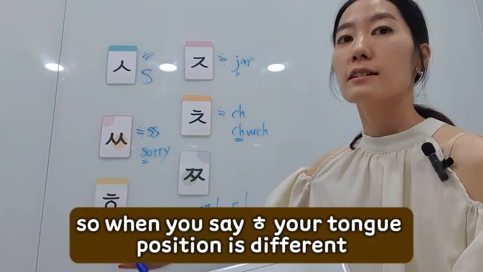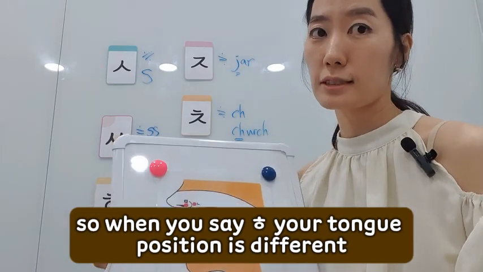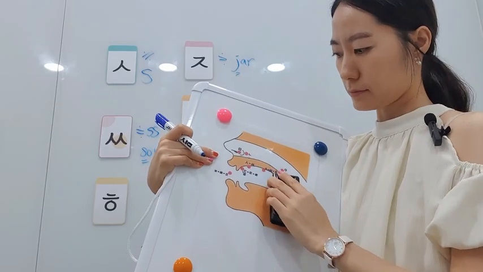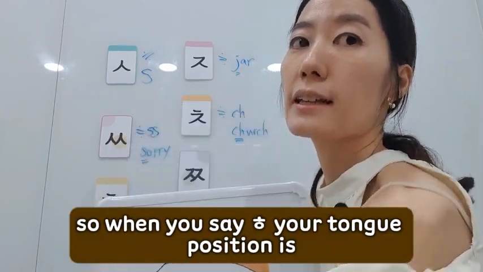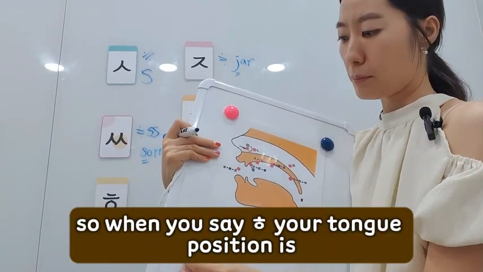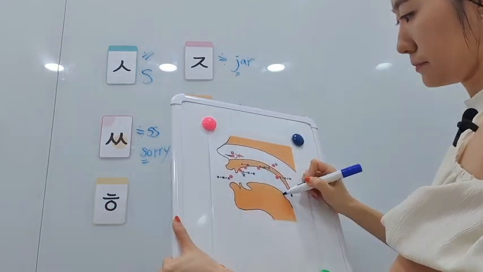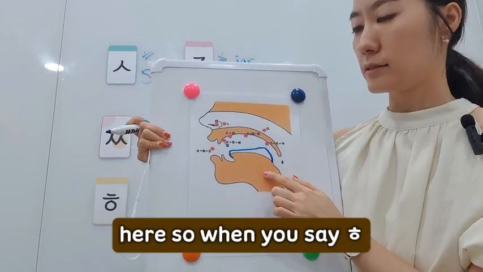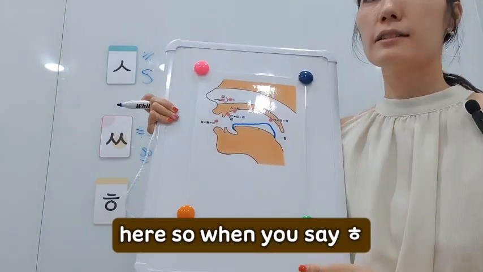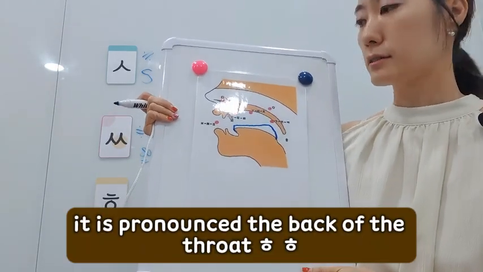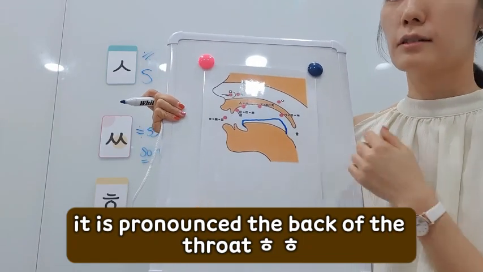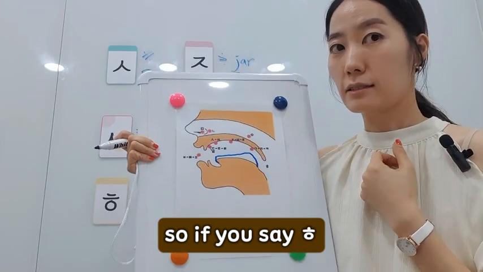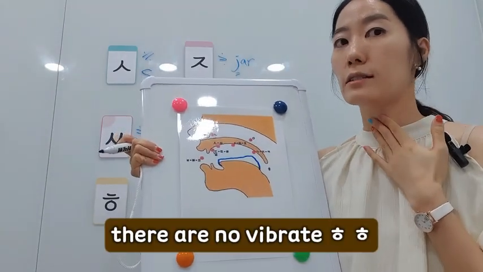So when you say 흐, your tongue position is different. So when you say 흐, your tongue position is here. So when you say 흐, it is pronounced at the back of the throat. 흐, 흐. So if you say 흐, there is no vibration. 흐.